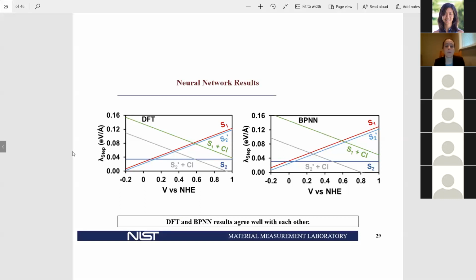Next, we consider this exact same system using our neural network, just to test and make sure that our neural network has been developed in an accurate way. And we find incredibly good agreement for the step formation energies between the DFT and the neural network. So this confirms that the neural network is probably a very good choice for us for looking at larger systems.